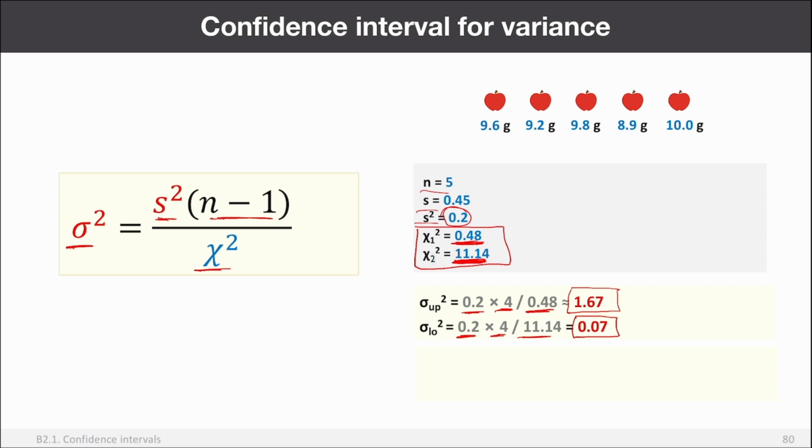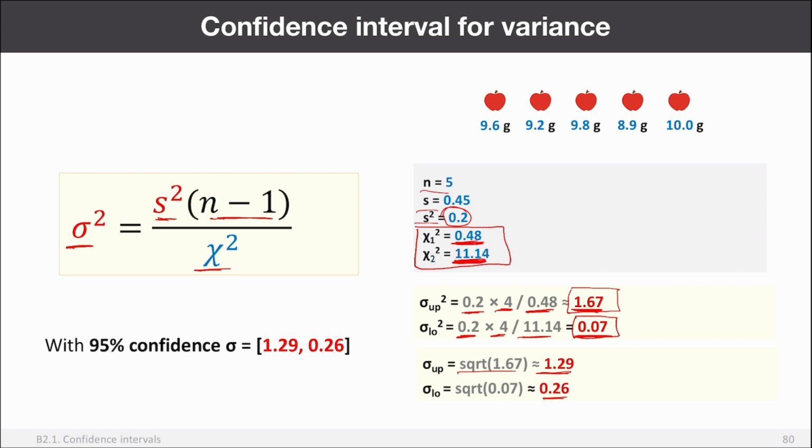And since we now have the confidence interval for the variance, we can compute also the confidence interval for standard deviation, because we know that standard deviation is just the square root of the variance. So we simply take a square root of this value, and that's the upper boundary for standard deviation. We take a square root of this value and get the lower boundary for the standard deviation. So now we have 95% confidence interval for standard deviation of our population.